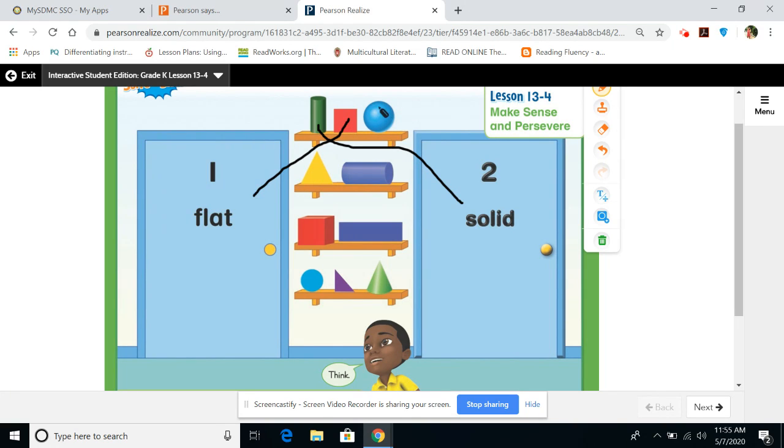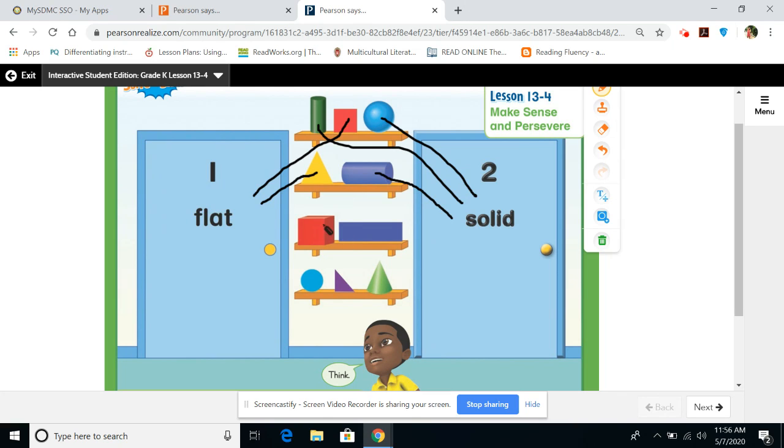What about my sphere? Do you think it's a flat shape or is it a solid shape? That's right, my sphere would be a solid shape. What about my triangle here? Is it flat like a pancake or is it a 3D shape? That's right, my triangle is a flat shape. Ooh, we have another cylinder here. I remember we looked at a cylinder up here, and we know that the cylinder was a solid shape. So this cylinder is also going to be a solid shape.